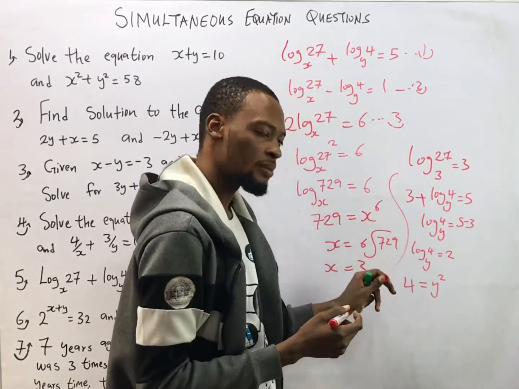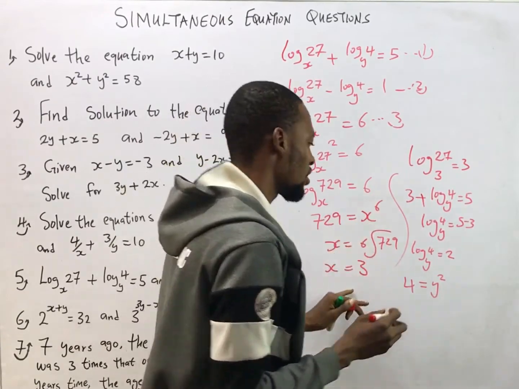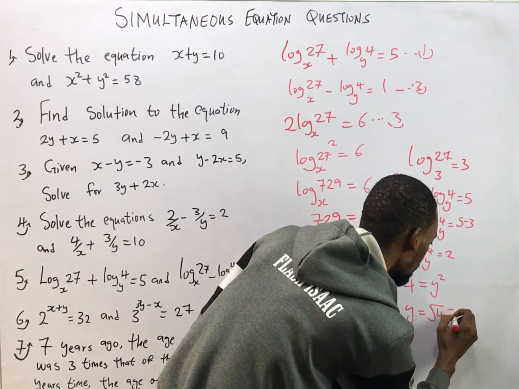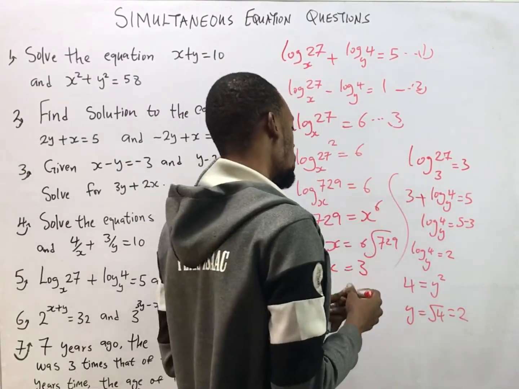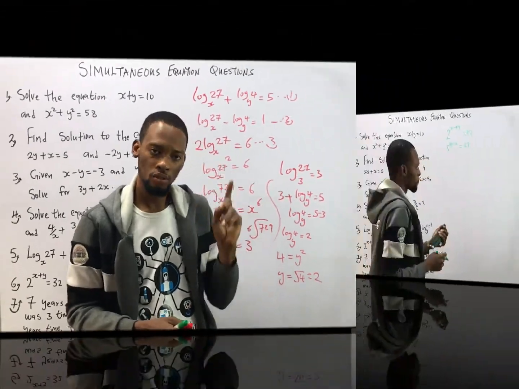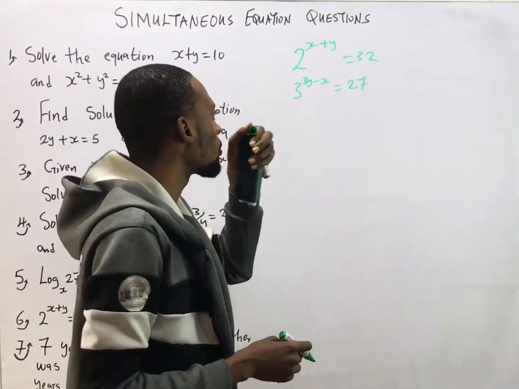So this is the law of logarithm. Take note of how we are dealing with this. In that case, y is equal to the square root of 4, to give us 2. So the solution to this equation is simply s = 3, y = 2. When you see this type of question, this is what you do.